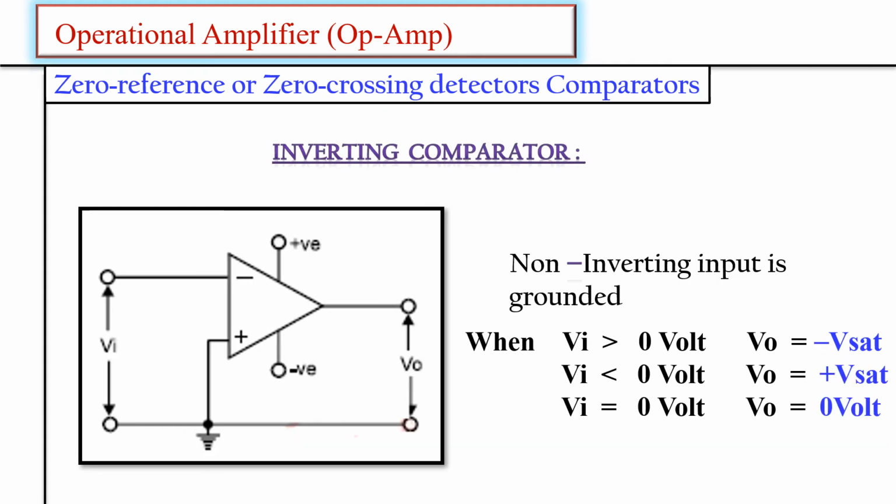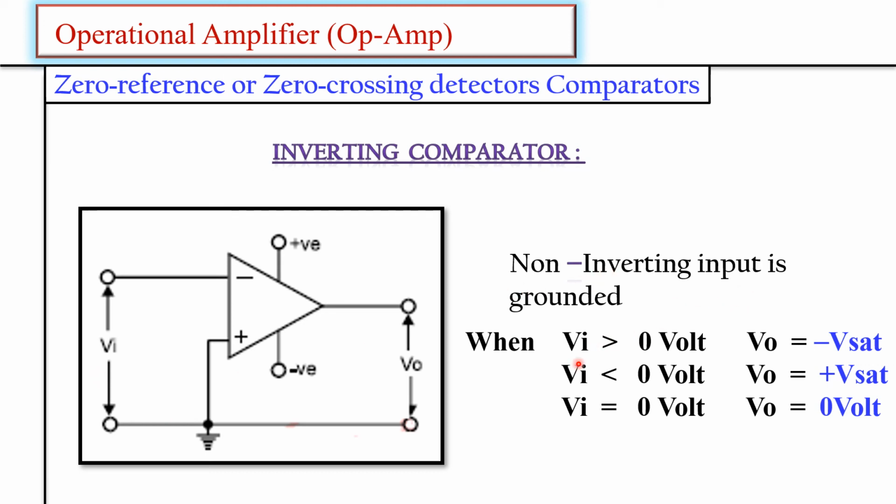Zero reference or zero crossing detector comparator. Case 2, the inverting comparator, means we are applying the input to the inverting terminal of the op-amp and the non-inverting terminal of the op-amp is grounded. So input is applied to the inverting terminal, and the non-inverting input is grounded.